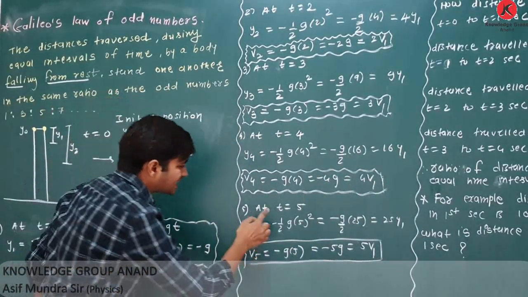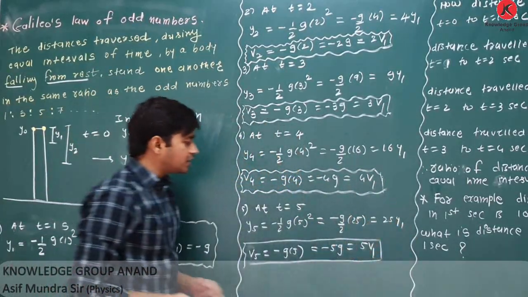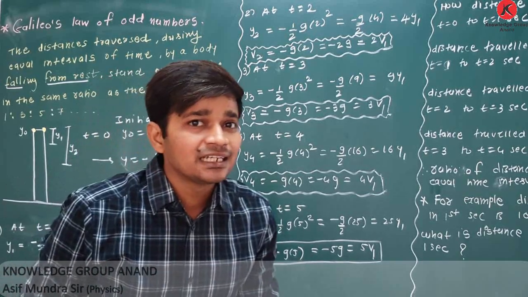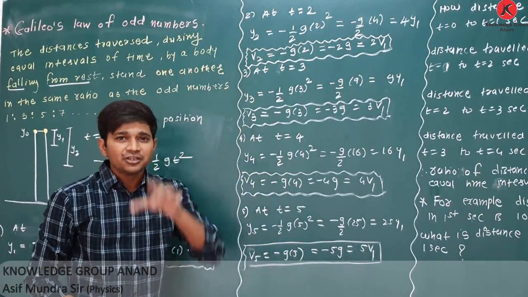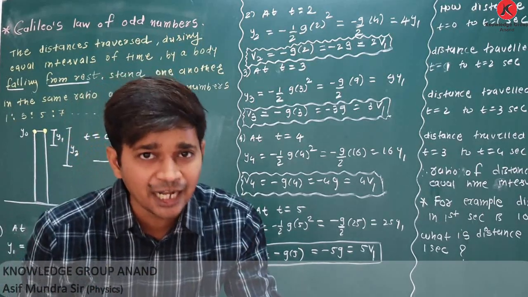Now you know what is at time t is equal to 5, 25y1. At time t is equal to 6, 36y1. At time t is equal to 7, 49y1. Yes or no? Do you understand?